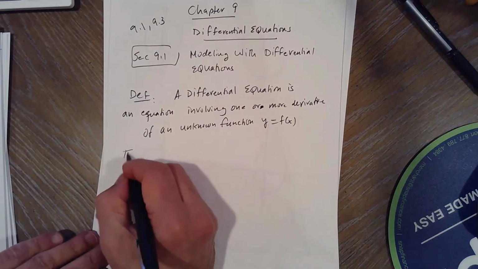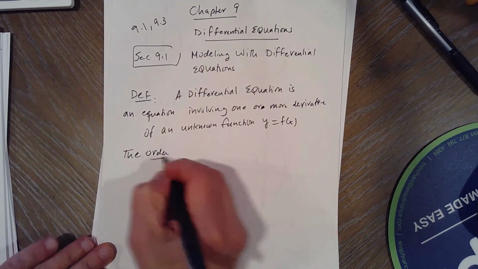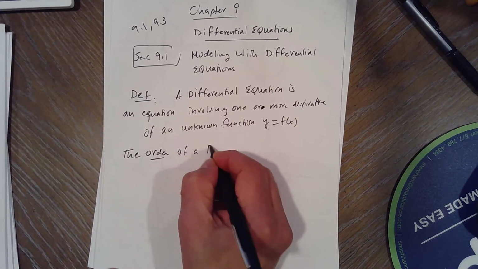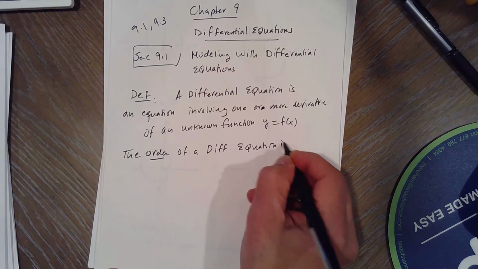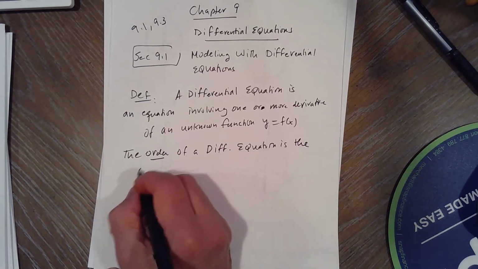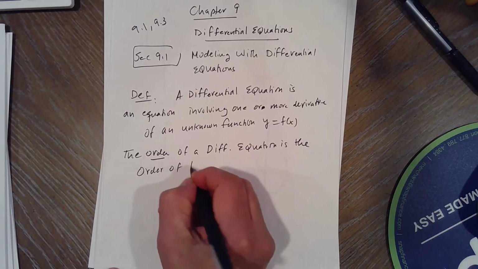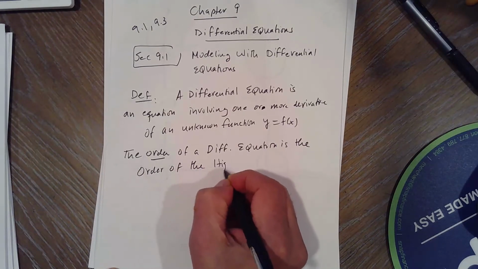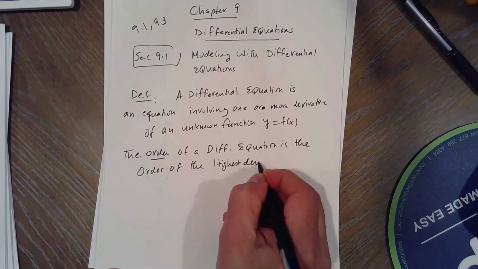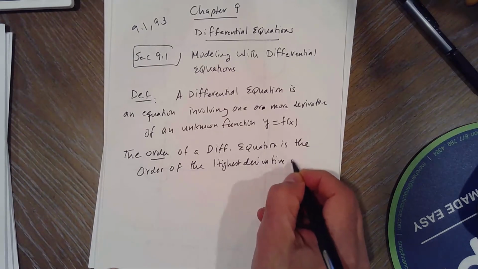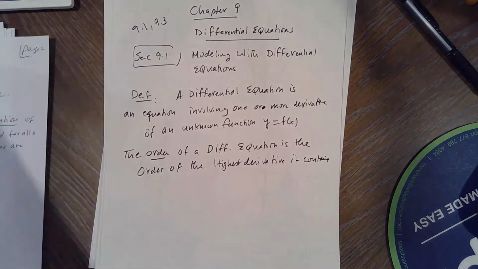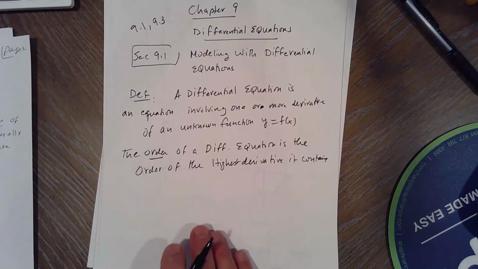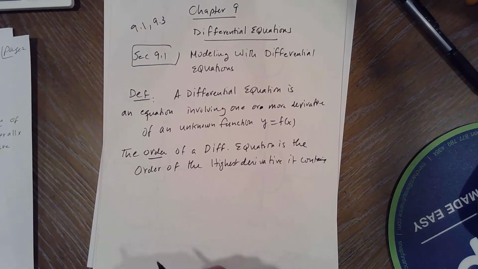What exactly is the order? The order of a differential equation is the order of the highest derivative it contains. So if the highest derivative is the third derivative, the order is 3. Then you look at the power: is it to the first power, to the second power, and so on.